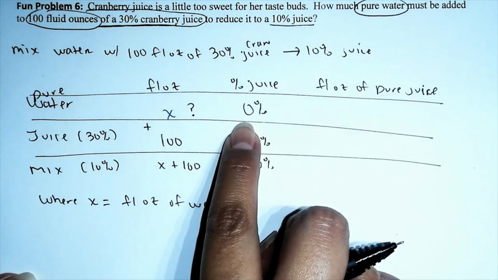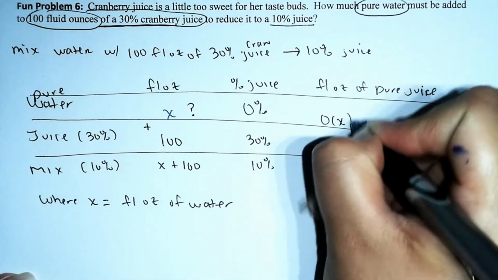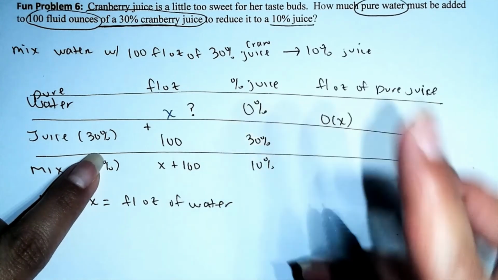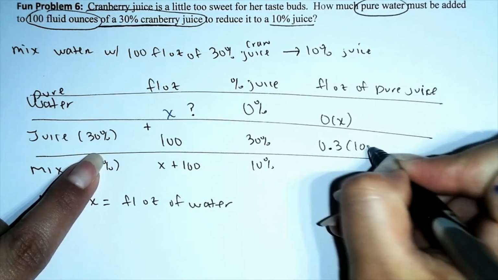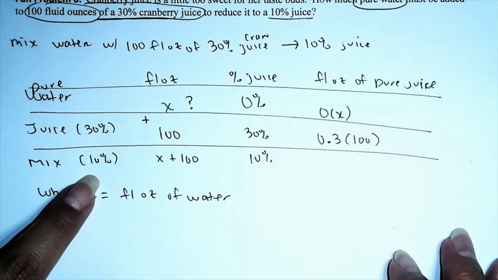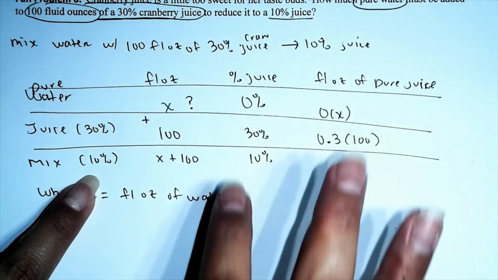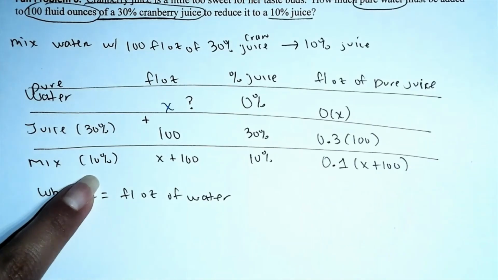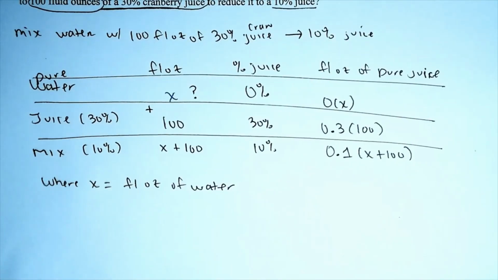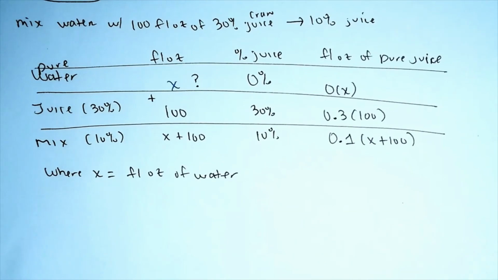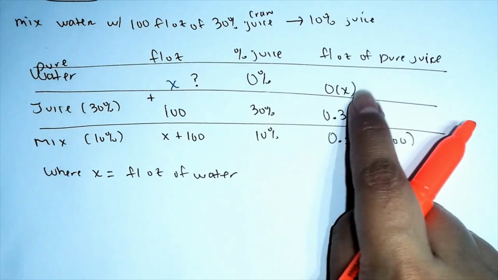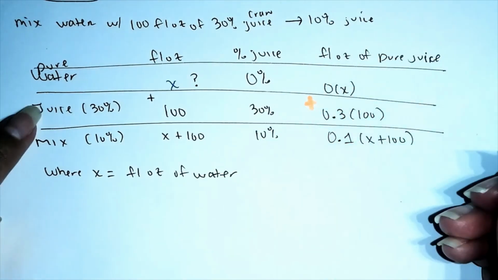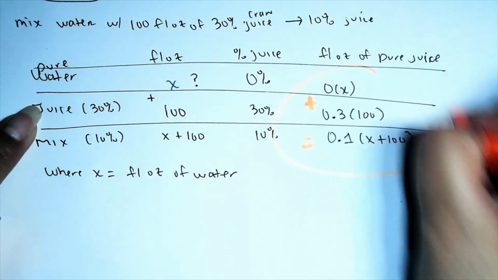Now, how much pure juice do we have in each one? Water is 0% juice, so I'm like, what's 0 times X? 0. How much pure juice do we have in the second one? It's 30% juice, so we're going to take 30% and then multiply it by 100. How much pure juice do we have in the mix? It's 10% juice. We're going to take that 10% and multiply it by X plus 100 ounces. And again, if you're going the table route, same speech, okay? If you're going the table route, you got this. The amount of pure juice in water plus the amount of pure juice in the next container should equal the amount of pure juice in the mix.